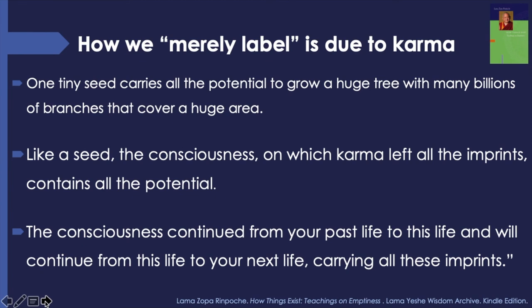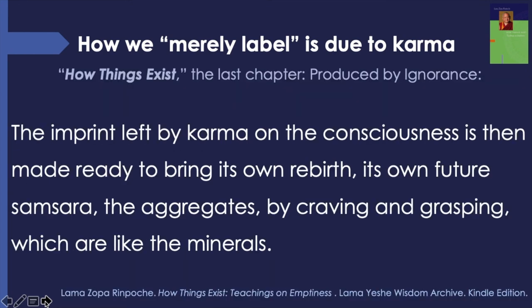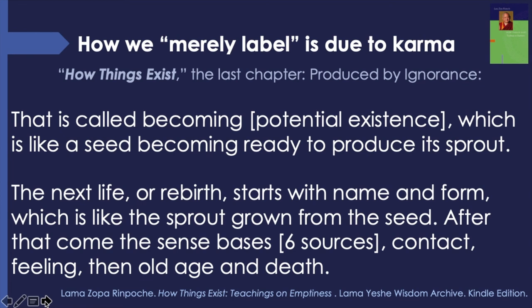The consciousness continued from your past life to this life and will continue from this life to your next life, carrying all these imprints. The imprint left by karma on the consciousness is then made ready to bring its own rebirth, its own future samsara, the aggregates, by craving and grasping, which are like the minerals. That is called becoming, which is like a seed becoming ready to produce its sprout. The next life or rebirth starts with name and form, which is like the sprout grown from the seed. After that comes the sense bases, contact, feeling, and then old age and death.